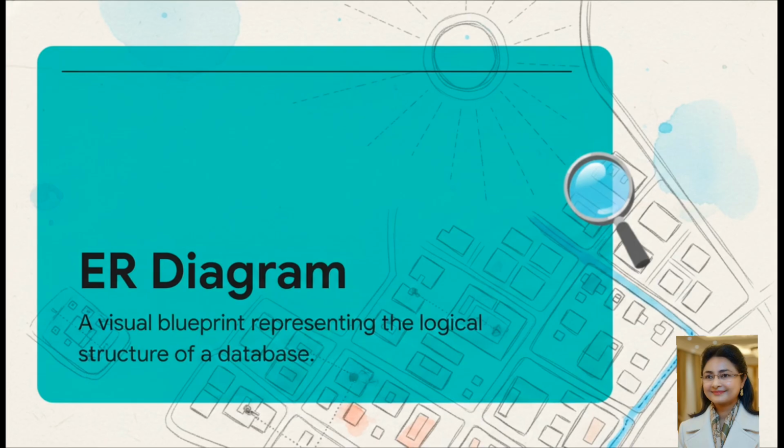I mean, you wouldn't just start pouring concrete and throwing up skyscrapers without a master plan showing where the roads go, where the residential zones are, and how the plumbing connects, right? Well, an ER diagram does exactly that for our database. It's a foundational blueprint tool used to visually represent the logical structure of a database way before we ever write a single line of code.